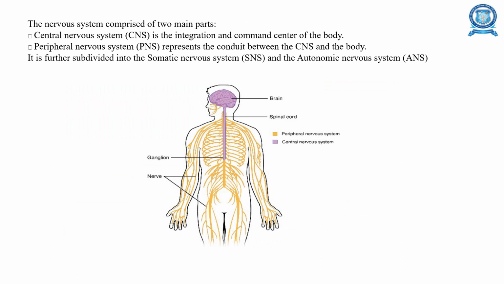The nervous system is comprised of two main parts, that is, the central nervous system and the peripheral nervous system. It is further subdivided into the somatic nervous system and the autonomic nervous system. Here is the basic diagram. The peripheral nervous system and central nervous system are indicated by different colors: brain, spinal cord, nerves.